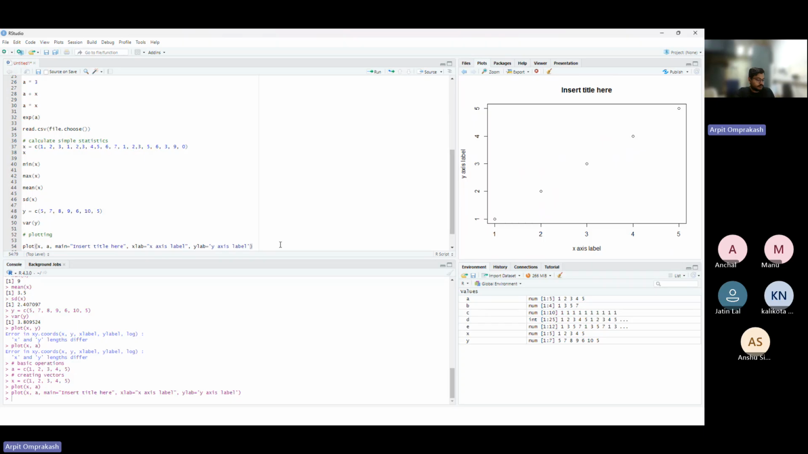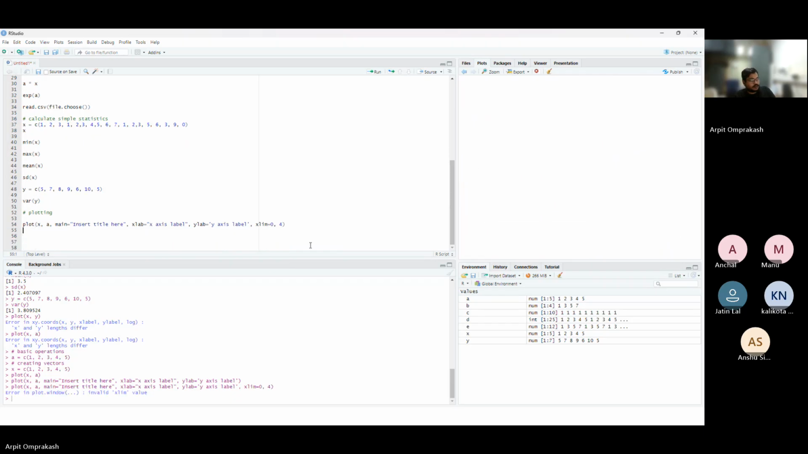And basically, if I write xlim equal to 0 to 2, or let's say 0 to 4, notice what happens to the graph. I run this.